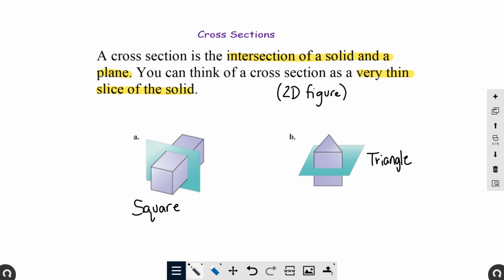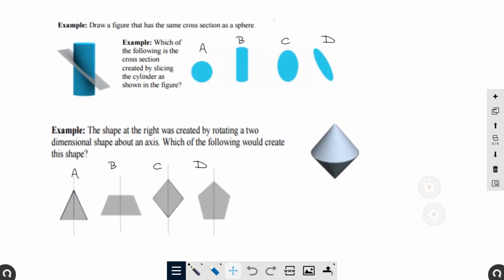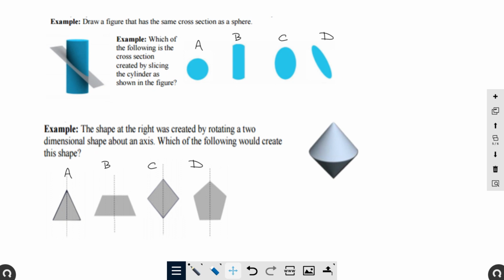So 2-dimensional figure. All right, right here it says draw a figure that has the same cross area. Now notice that this plane that's coming through is coming through at a diagonal. So which one do you think it would be if you cut it through like a diagonal, but then remember we stamp it on a piece of paper? C is correct. Good job.